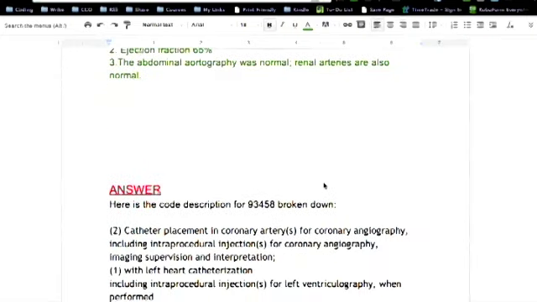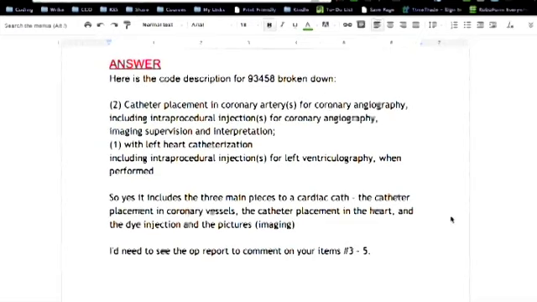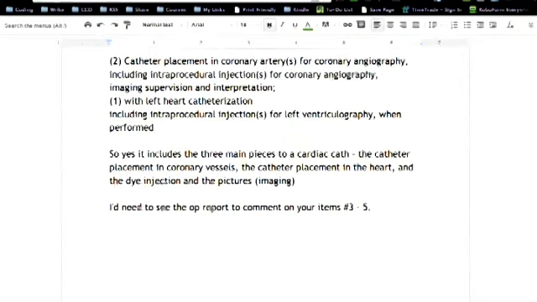Number 2, catheter placement in the coronary artery for coronary angiography, and notice it says S, including the intraprocedural injection. Now, right there, see? That's included. For coronary angiography, imaging, supervision, and interpretation. That's all included. So, left catheterization, including the intraprocedural injection for left ventriculography when performed. So yes, it includes the 3 main pieces of the cardiac cath: the catheter placement in the coronary vessel, the catheter placement in the heart, and the dye injection and the pictures or imaging that were taken.